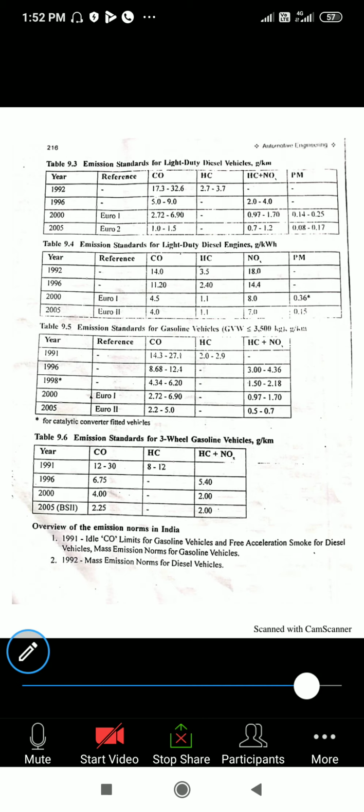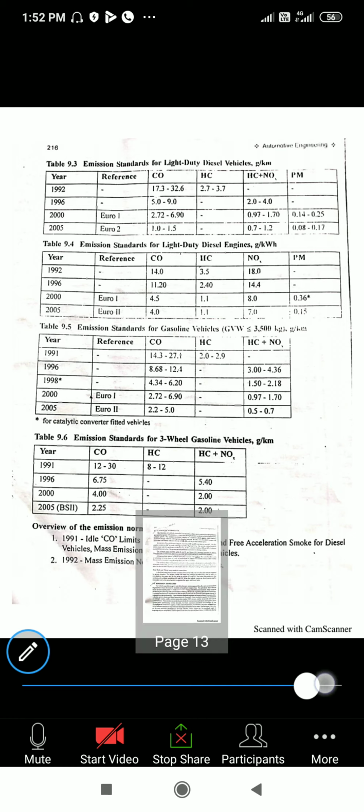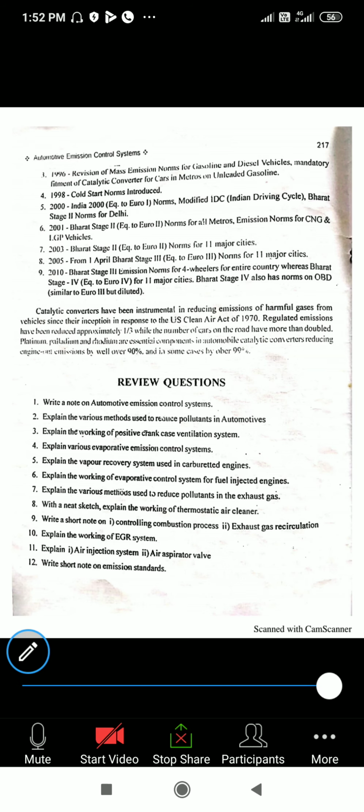Now the emission standard you can see over here for three wheel gasoline vehicles. Three wheel gasoline vehicles means what? Auto rickshaws which are used as three wheelers, which also run on LPG. So these types of auto rickshaws also have emission standards. These are some of the things in module number 5 that we are going to discuss.